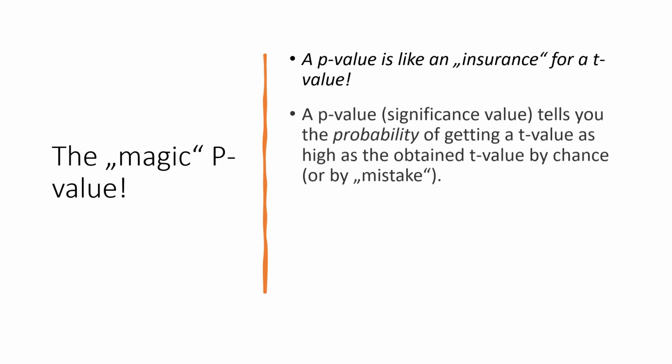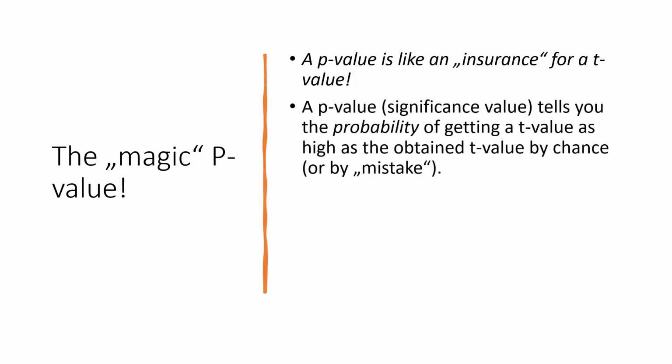That's when the magic p-value comes in, which I'm sure you all must have heard of. Basically, p-value can tell you whether your t-value is big enough to say that your model is good enough. So you can say that p-value is like an insurance for the t-value to tell you if your t-value is doing a good job. Statistically speaking, a p-value or significance value is a probability of getting a t-value as high as the obtained t-value by chance.